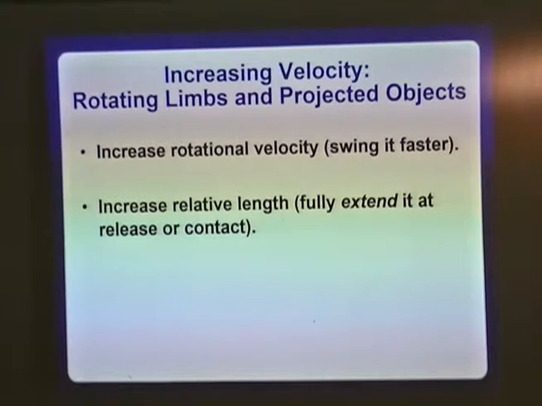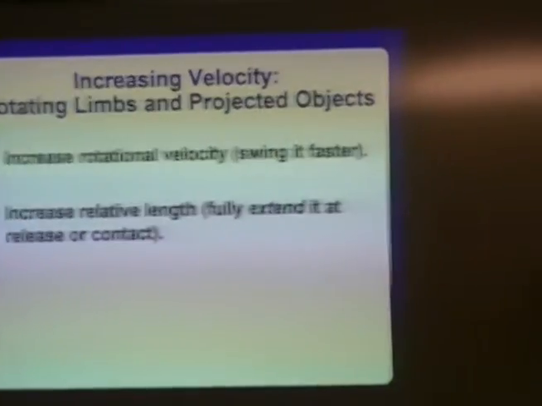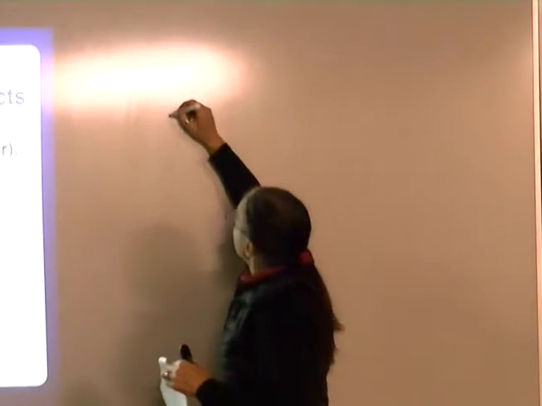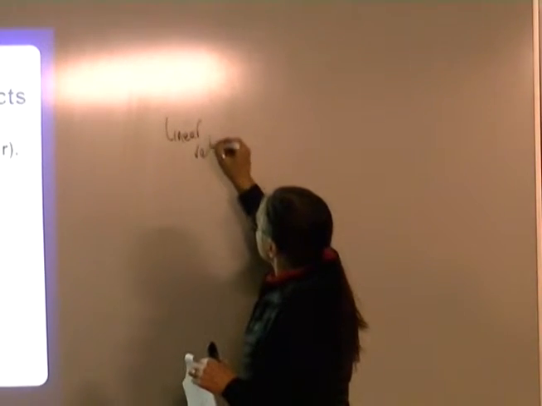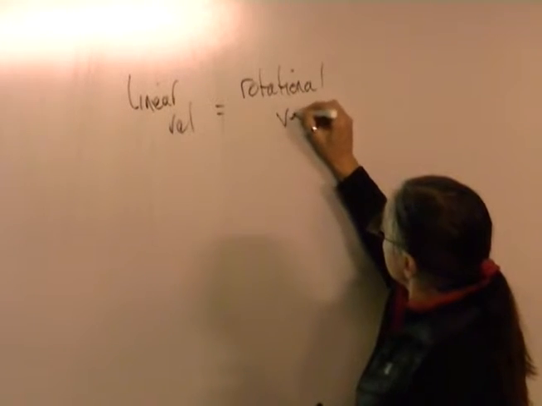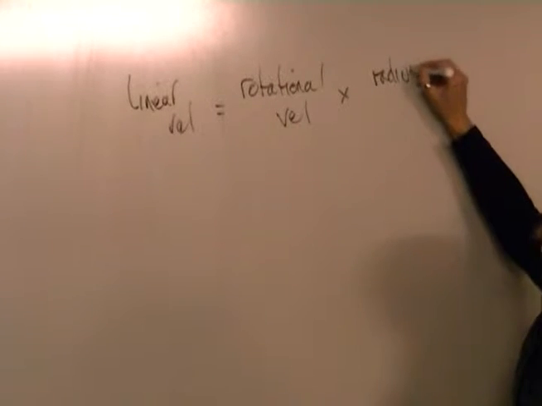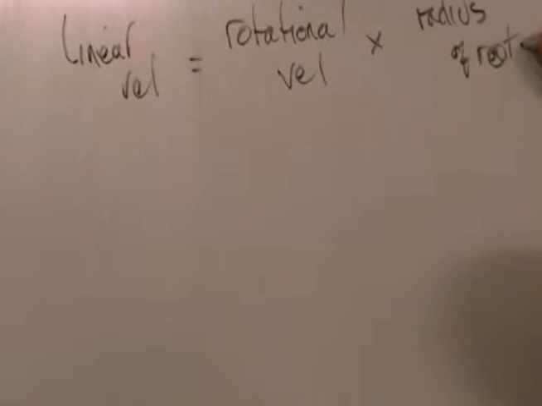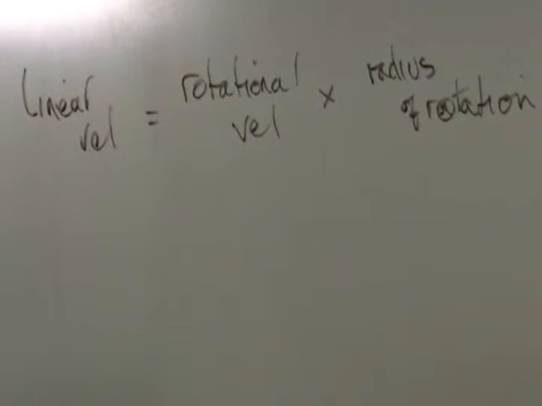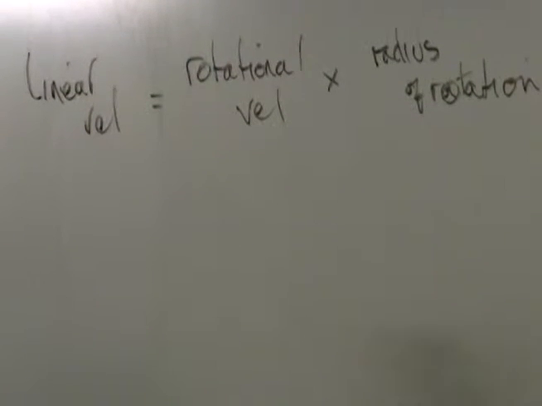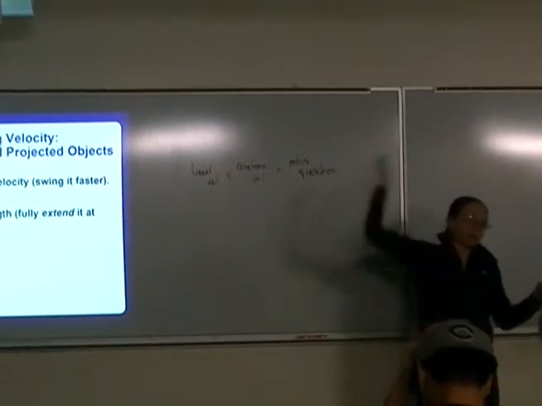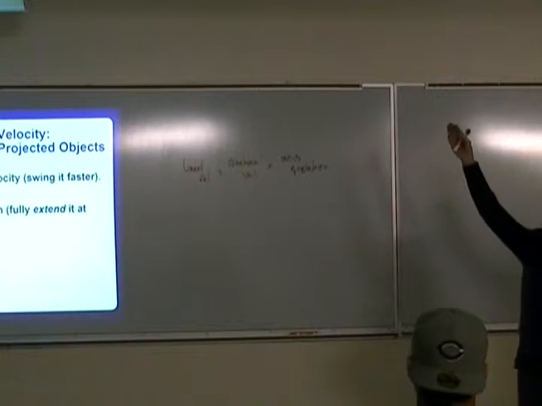Linear velocity, okay, velocity in a straight line, once I've left the floor, or once the javelin has left my hand, or the ball has left my hand. Linear velocity equals rotational velocity multiplied by the radius of rotation. So how fast the ball will travel, how fast the javelin will go, and therefore how far it's going to go, given the right trajectory, depends upon how quickly I can move my arm and how big the circle is.